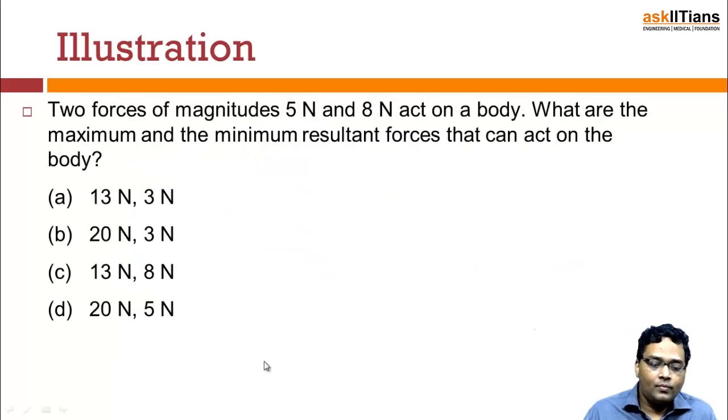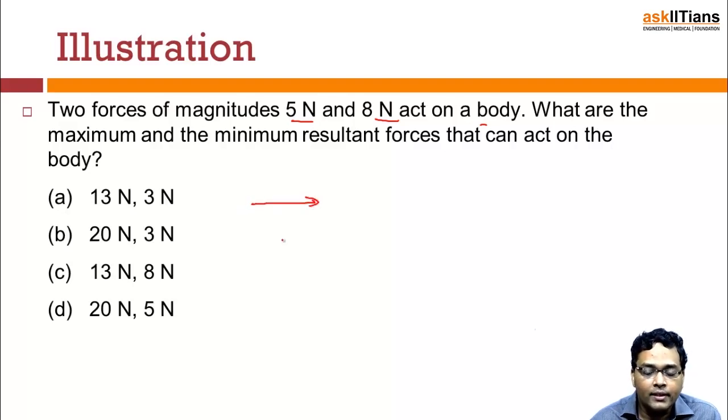Okay. Now we have two forces of magnitudes 5 Newton and 8 Newton acting on a body. What are the maximum and minimum resultant forces that can act on the body? Maximum force is going to act if both the forces are along the same direction. Minimum force is going to act if both the forces are in the opposite direction. Any other angle is not going to give you the maximum or the minimum force, right?